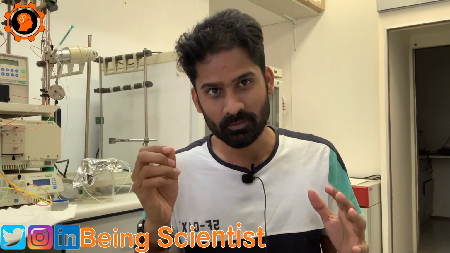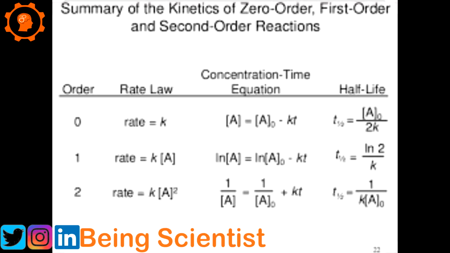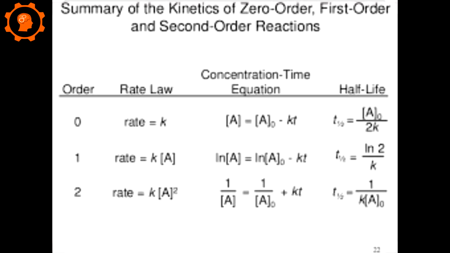Usually half-life does not depend upon the initial amount of the isotope or radioactive element, but if the reaction is 0th order or 2nd order, then it does depend upon the initial amount of the isotope.